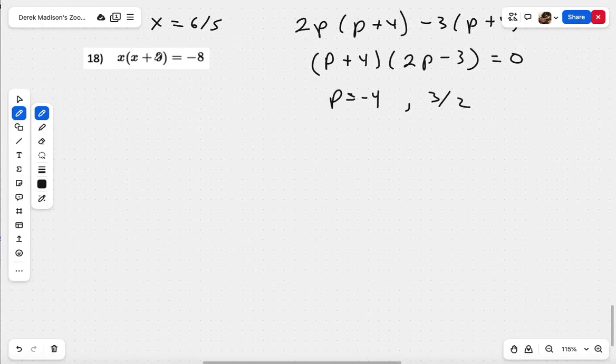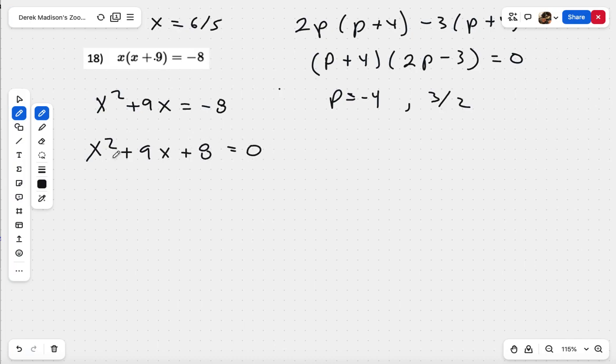And then this last one here is kind of the same idea. We still have to get it equal to 0, so here I'll go ahead and multiply through by x. That's going to give me x squared plus 9x equals negative 8. And I'll bring the 8 over. And now I'm in standard form. So even though this felt kind of factored, it didn't equal 0, and I can only solve these when they equal 0 because I need to do something times something equals 0.